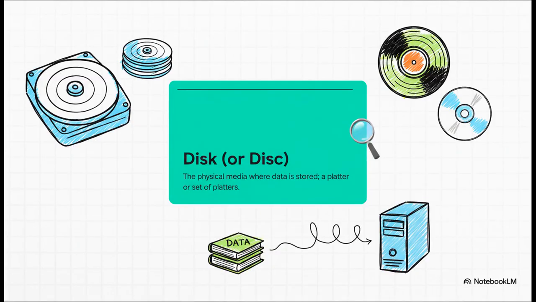First, let's talk about the disk. This is the actual physical thing, the media where your data is recorded. The easiest way to picture it is like a vinyl record or a DVD. It's the platter that literally holds the information. And here's a fun little piece of trivia for you. We spell it DISK for magnetic storage, but DISC for optical stuff like a CD.